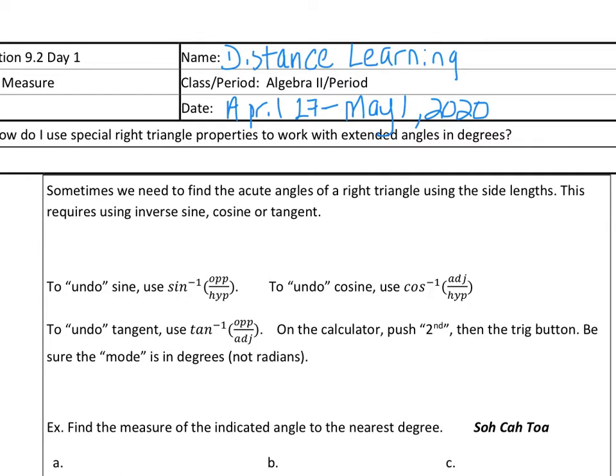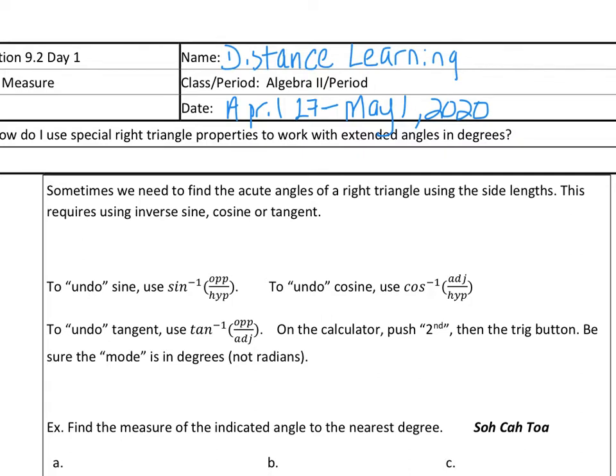This section is going to be looking at angles and radian measure. But we're going to do a little review-ish of the first section, 9.1. In 9.1, you were solving triangles, and we were using our sine, cosine, and tangent trig functions to help us do that.